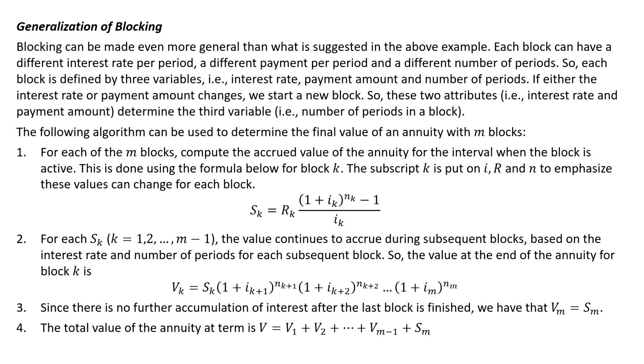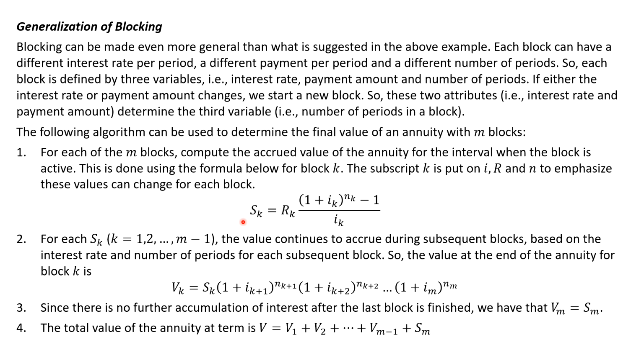We can make blocking more general than what we saw from the previous example. Each block could have a different interest rate per period, a different payment amount per period, and a different number of periods. So each block is identified by three variables: interest rate, payment amount, and the number of periods. And whenever you change either interest rate or payment, that demarks the end of a block. So really these two attributes, interest rate and payment amount, determine the third variable, the number of periods in a block.